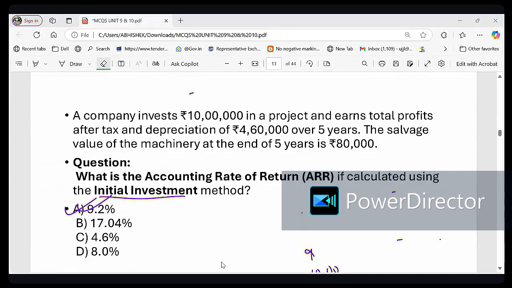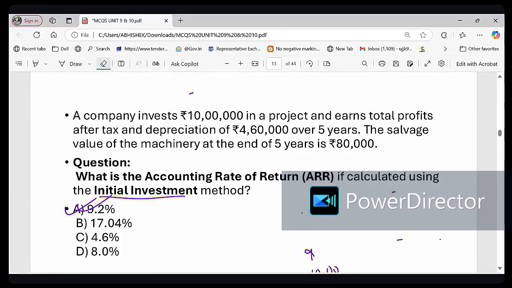Okay, so let me explain how to go about calculating it using the average investment method. In this case, our average annual profit will remain the same, right? Which is how much? 92,000. Just now we have calculated. Average annual profit remains the same, which is 92,000.